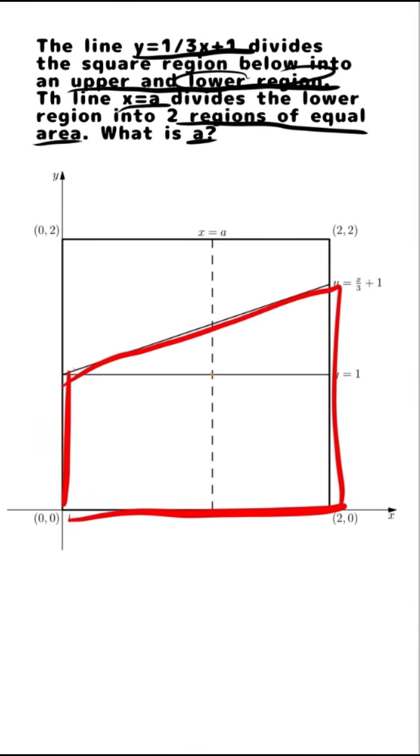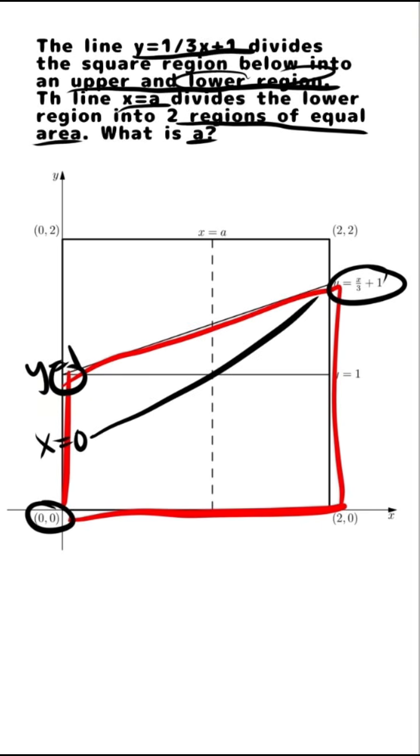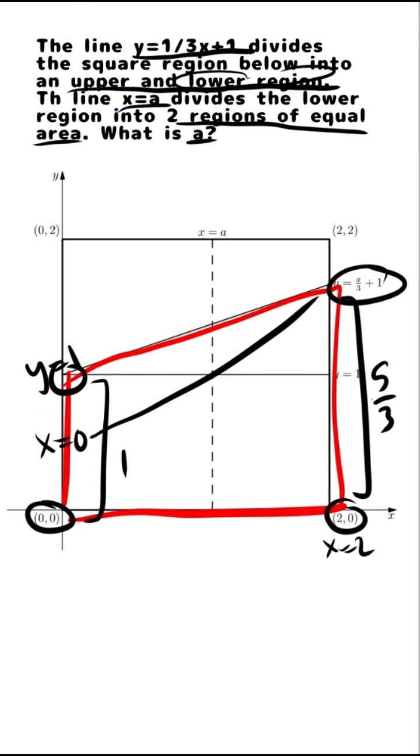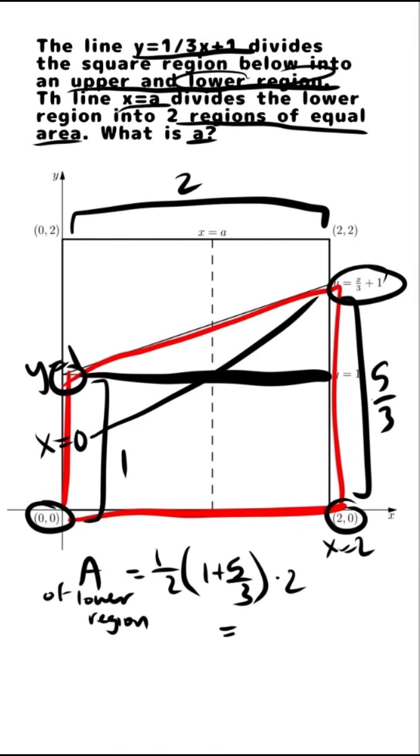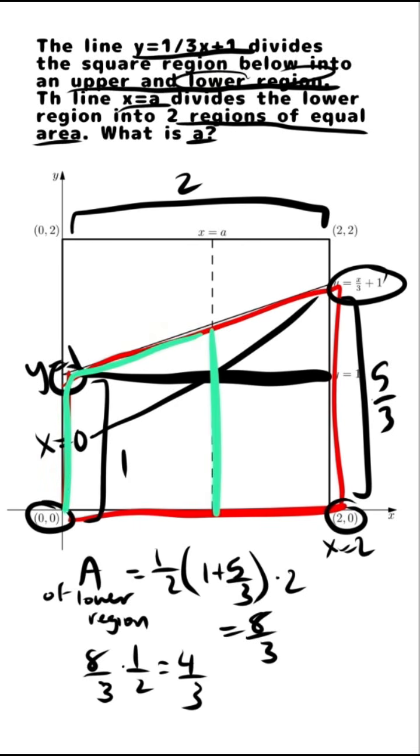a trapezoid, and the area of a trapezoid is the average of its two bases multiplied by its height. So the length of the first base is y equals 1/3 x plus 1. When x equals 0, plugging this in, we get y equals 1, which is the length of our first base. Then the second one occurs when x equals 2 at the same line, which is 5/3. The height is the side length of the square region, which is 2. Plugging this in, we get the area of the lower region equals half times 1 plus 5/3, which is the average of the bases, times 2, which is the height, which equals 8/3.